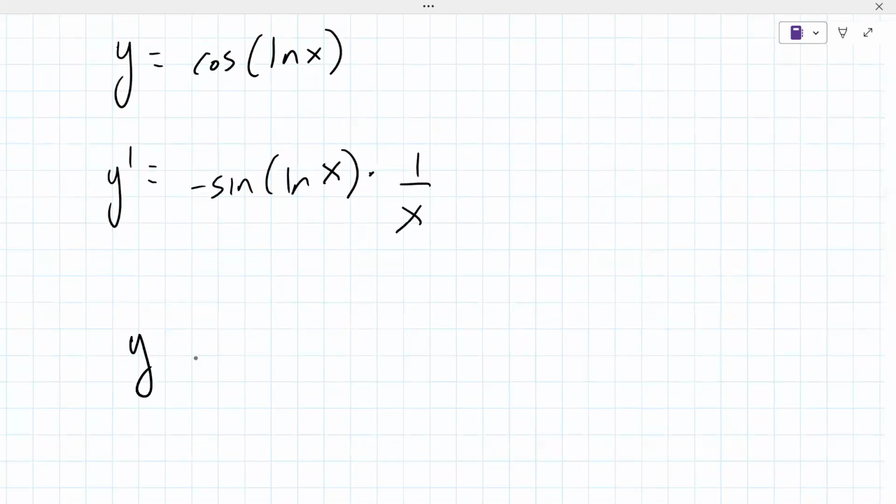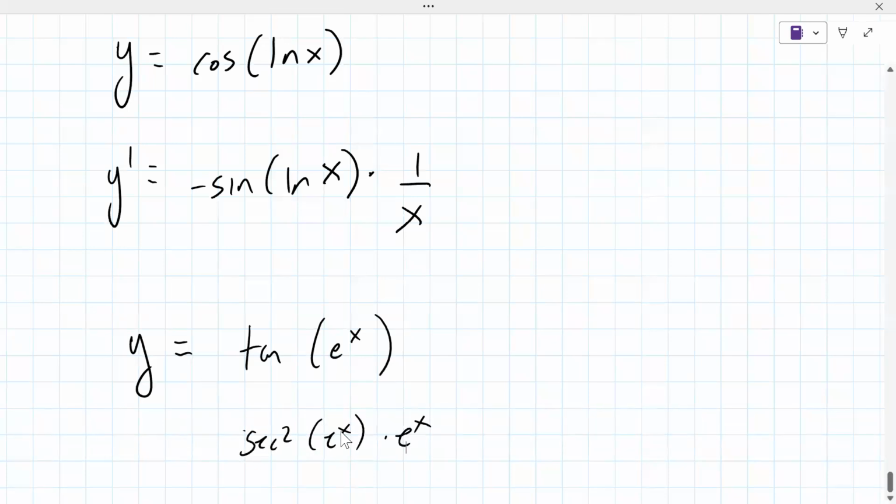Let's go y equals tangent of e to the x. Try that. Secant squared e to the x times e to the x, or e to the x squared, whatever. You can combine them. No, you cannot combine these. This is an inside function situation. Okay. All right.